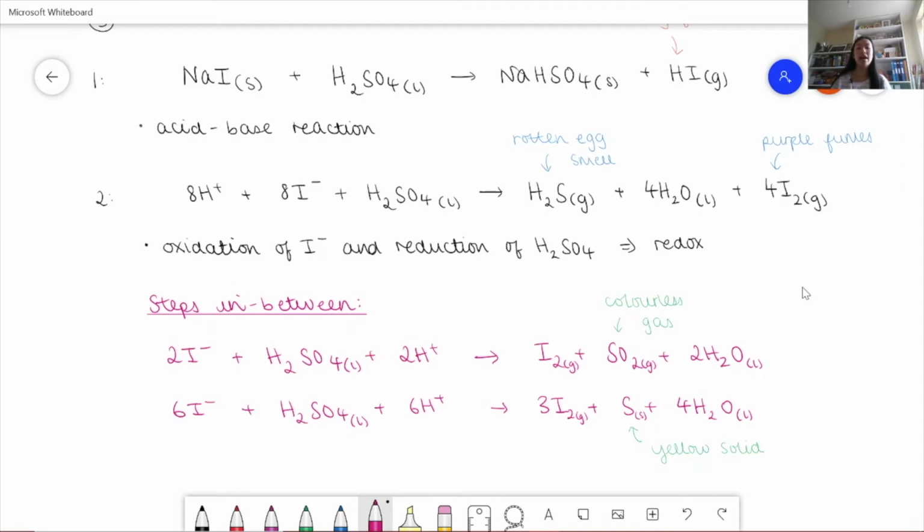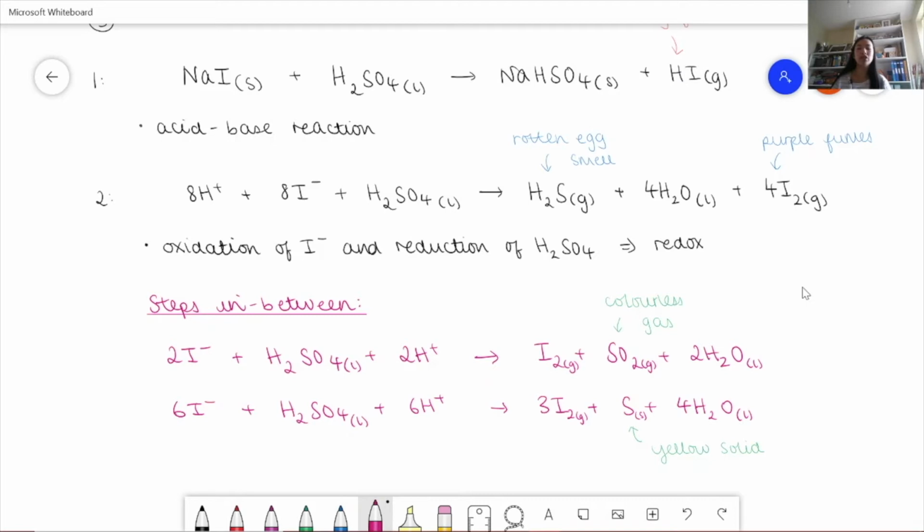The iodine provides some purple fumes. So from this reaction we get some hydrogen iodide, which is steamy fumes, and we get some sulfur dioxide, which is a colourless gas, sulfur solid, which is yellow, some hydrogen sulfide, which gives off a rotten egg smell, and also iodine gas, which will be purple fumes.